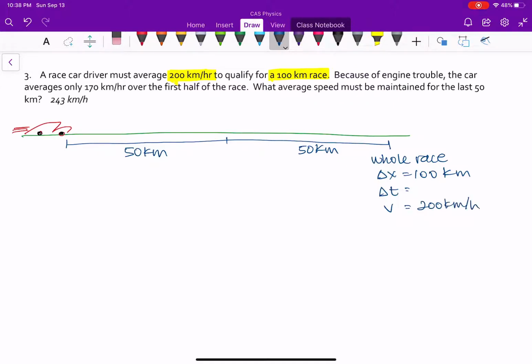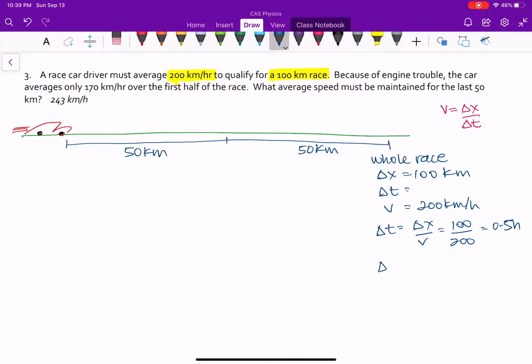So we can use these two variables with our equation v equals delta x over delta t. We can use those two together to find that the time is going to be equal to delta x over the speed, which is 100 over 200, or 0.5 hours. So the whole race has to take place in half an hour.